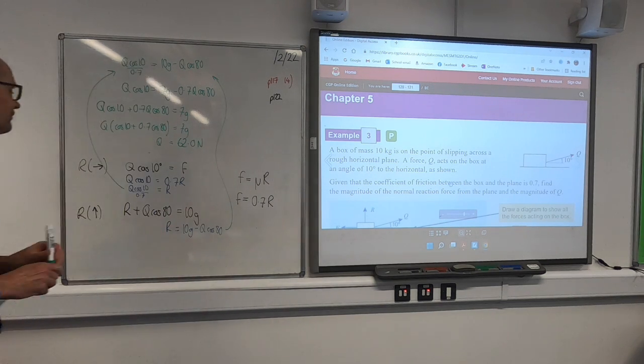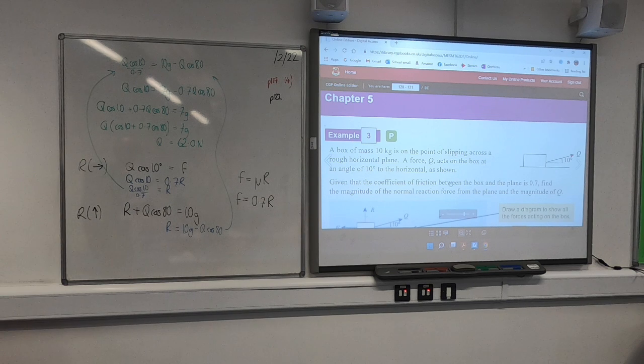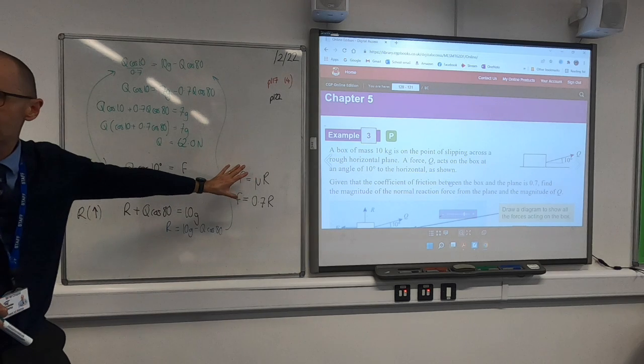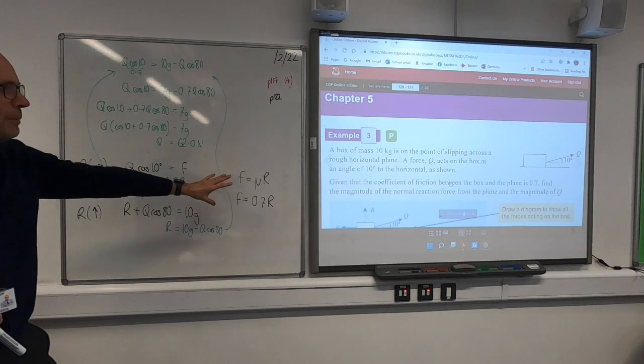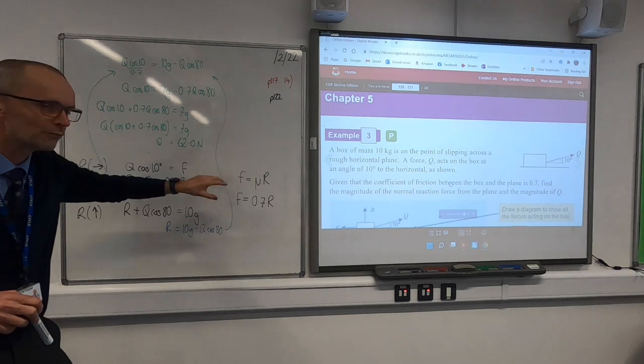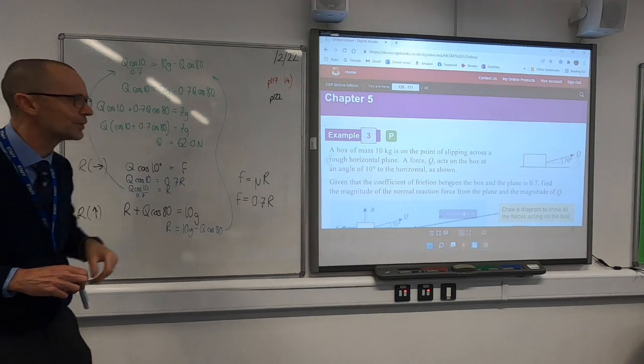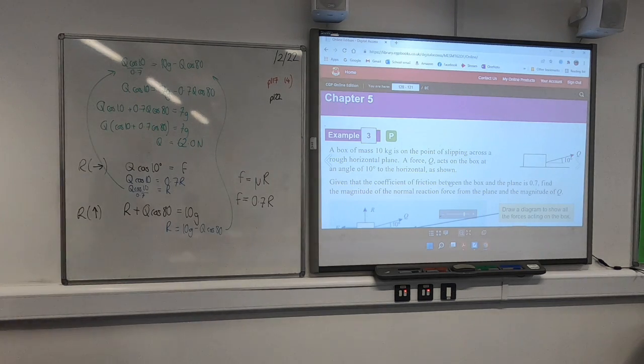There we go. And is that all we need? I mean, we could then go on and work out F, because that's just 0.7 times that. We're not asked to in this case. So we've got our resolving equations, but we've also got this limiting friction equation. Because it's at the point of slipping, we know friction has reached its maximum value, so we can use that relationship between F and R.